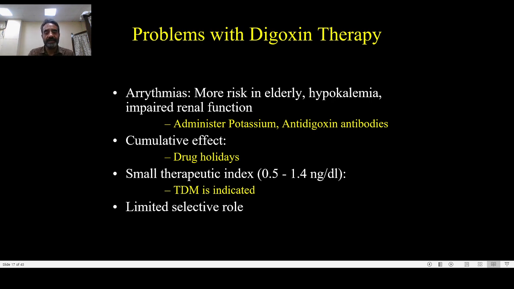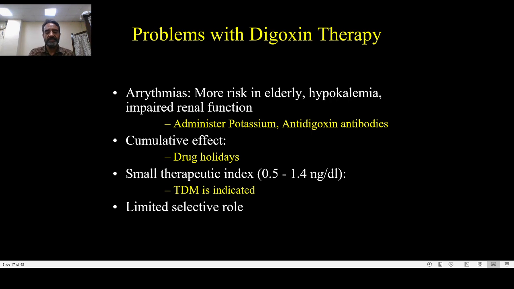Also, these drugs have a tendency to cumulate, and cumulative toxicity again could be there. So drug holidays are given when prolonged digitalization, prolonged drug use, is there. For example, you continue the drug for 5 days a week and then give 2 days of holidays.